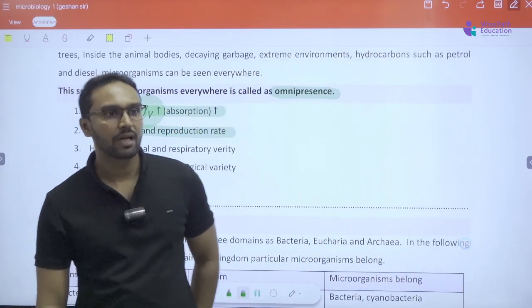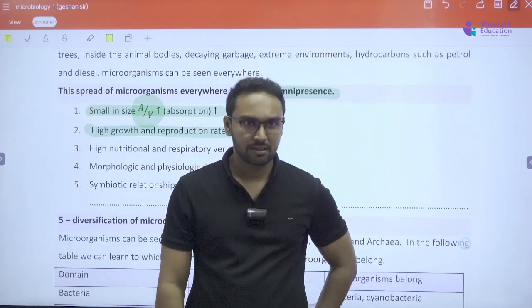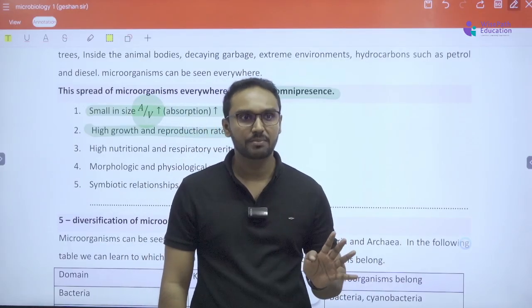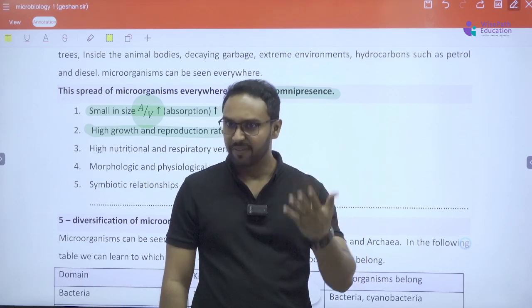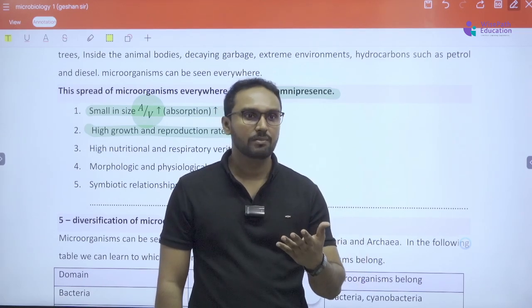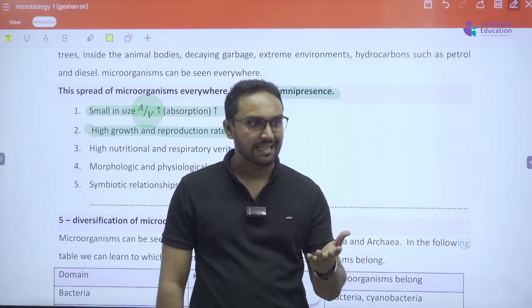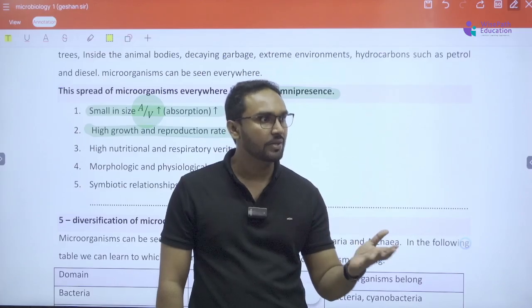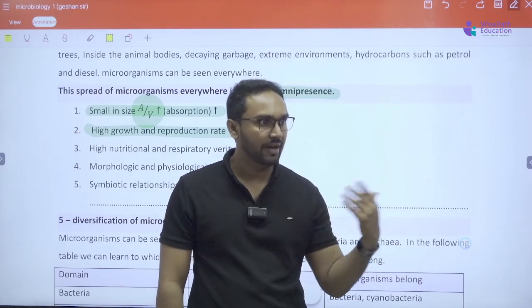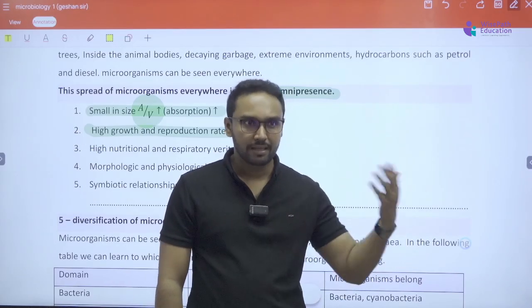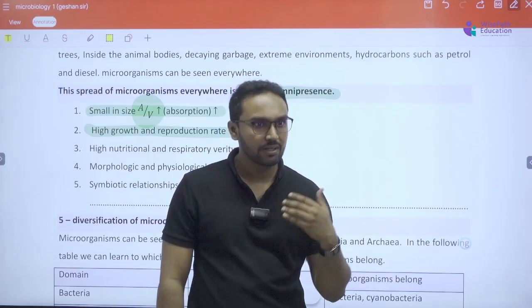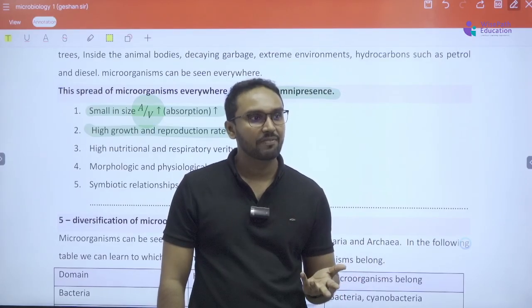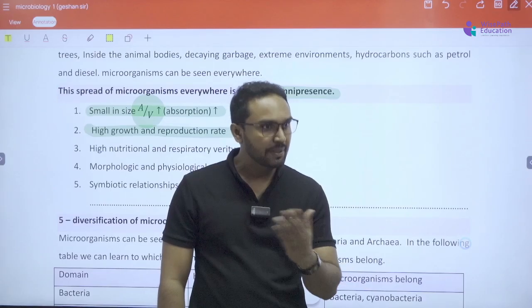There are 4 types of nutritional types, right? There are 4 nutritional types and there are 4 respiratory types, which means wheresoever the microorganism is, it can find a way to nutrify itself, right? It can find a way to take the nutrition to itself. And wheresoever the microorganism is, it can find a way to respirate as well.